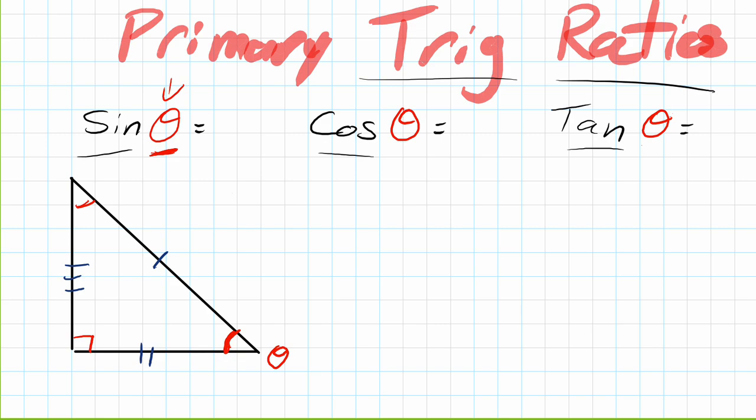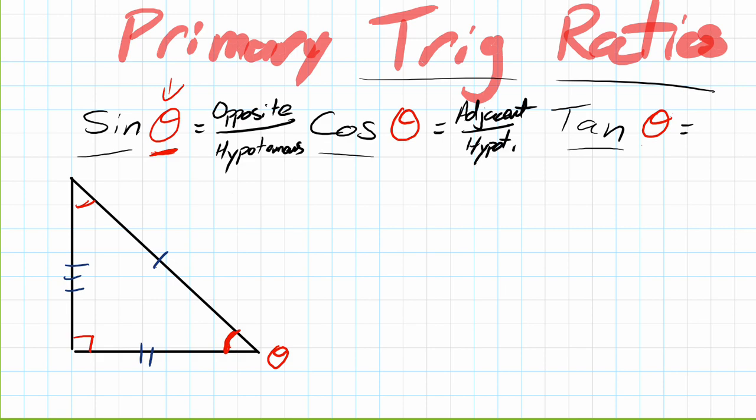Sine is equal to, it's called the opposite side of the triangle, opposite over the hypotenuse. You know what? I don't remember how to spell hypotenuse. I'm going to just mumble the letters there. Cos is equal to adjacent. Here's my way of copying out short form. And then tangent is equal to opposite over adjacent.